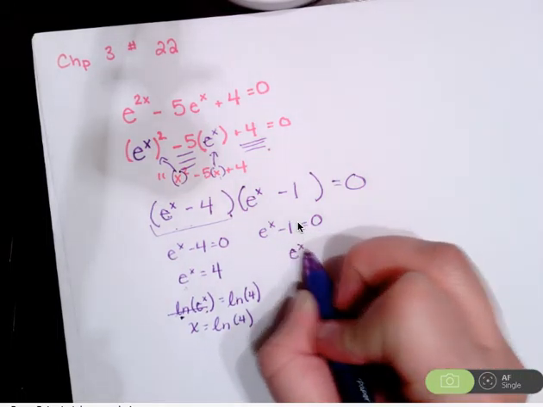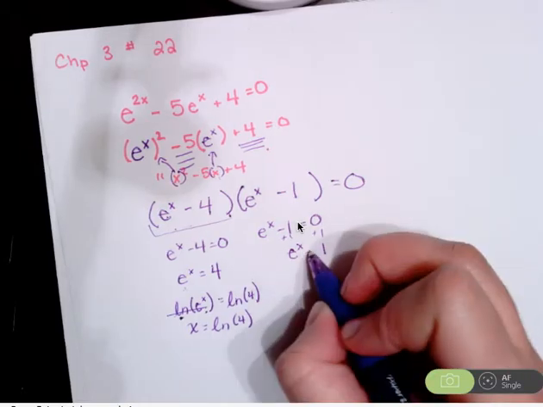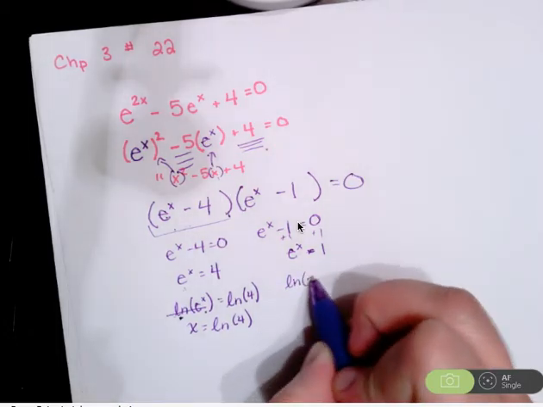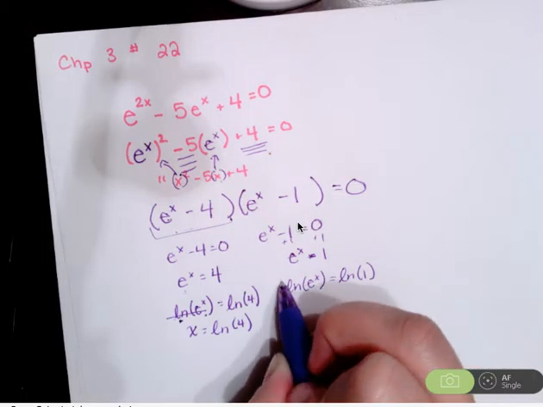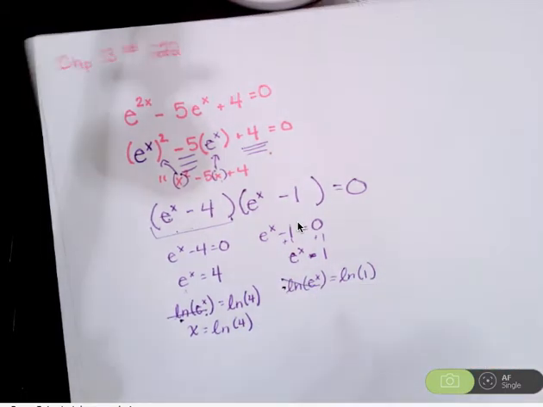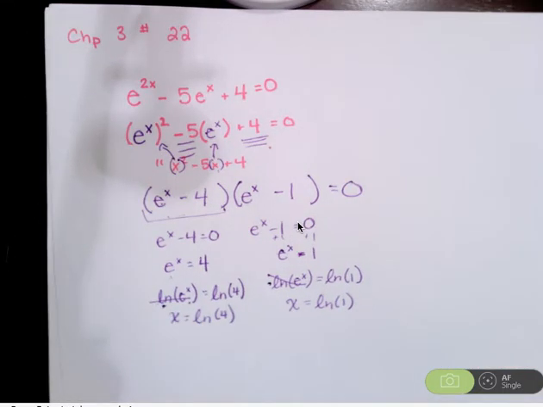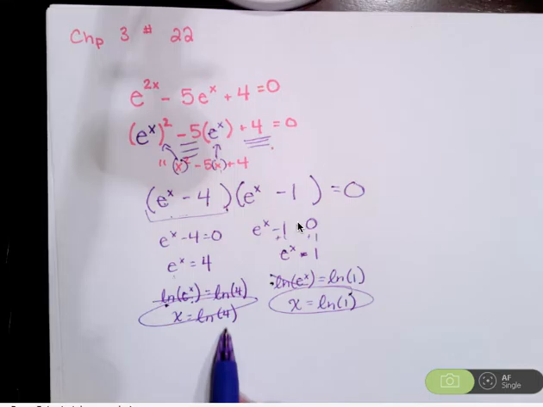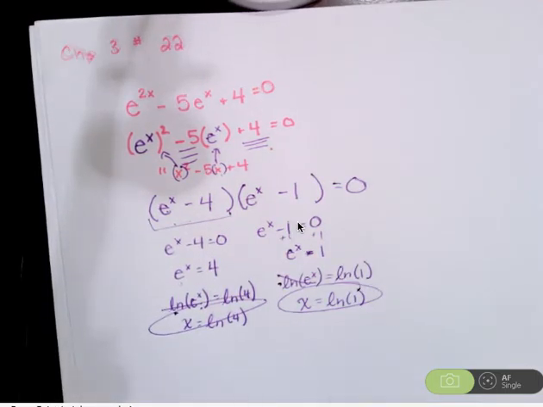And then we have to do the same to this side. E to the x, I'm going to add 1. Take the natural log of both sides. So I'd get the natural log of e to the x equals the natural log of 1. Well, natural log and e cancel each other out, so I'd get x equals the natural log of 1. If you do not have a calculator tomorrow, which you will not, this is as far as you can go. These would both be your final answers: the natural log of 4 and the natural log of 1.